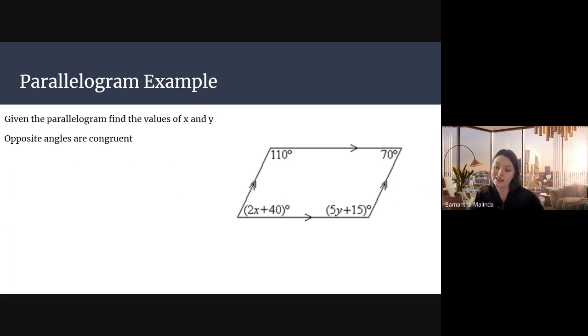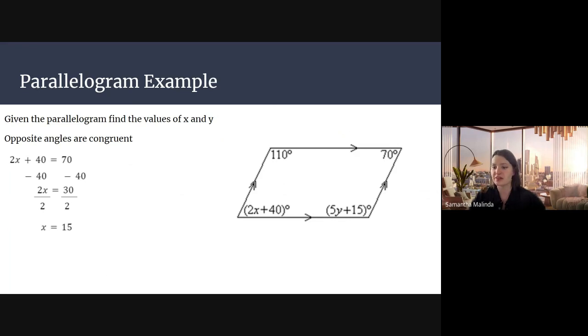As you see, we are given four angle measures, but two of them have variables that are missing. Because the opposite angles are congruent, we can create some equations. Our first equation is the 2x plus 40, which is in the bottom left-hand corner, and the 70, which is in the top right. We solve by subtracting 40, then dividing by 2, and you'll get x equals 15.